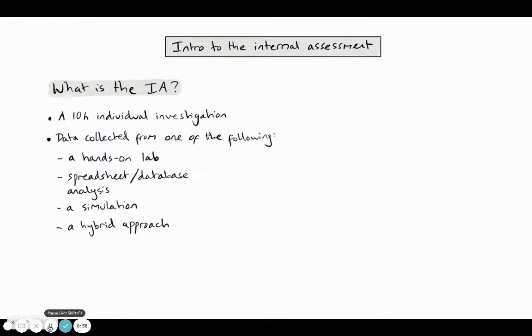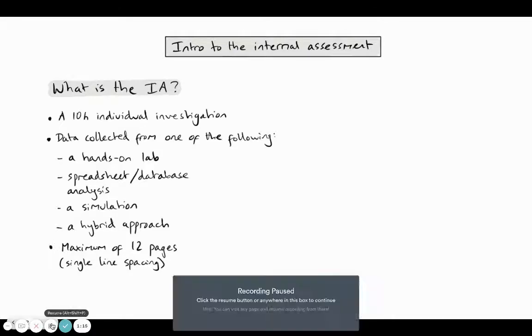The total length of your IA will be 12 pages, and that's with single line spacing. Sometimes if you've collected large amounts of data, you can add additional appendices after the 12 pages, but the examiner has no obligation to look at it.